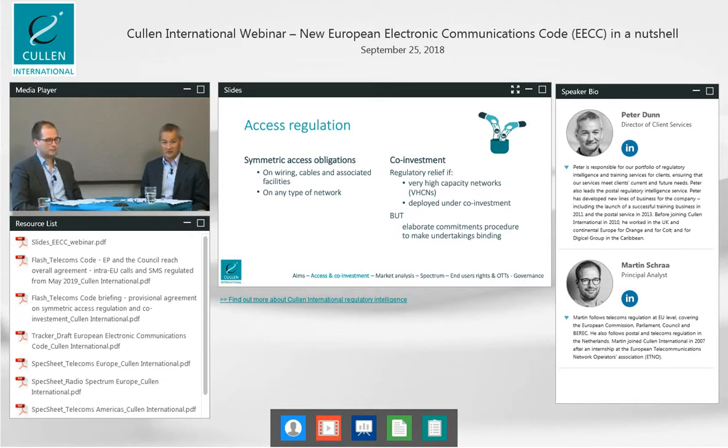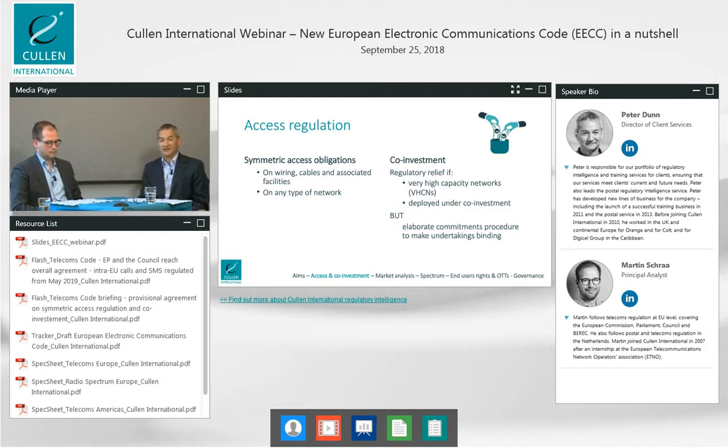So first of all, the commitments must be open. The co-investment must be open. Secondly, the nature of the proposal must allow for sustainable downstream competition. I'll explain a bit more about that. And thirdly, even non-participants in the co-investment must still be allowed access to the network.